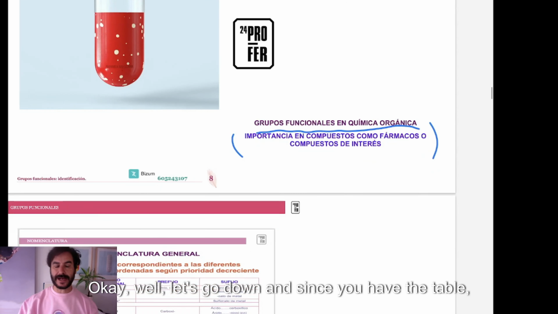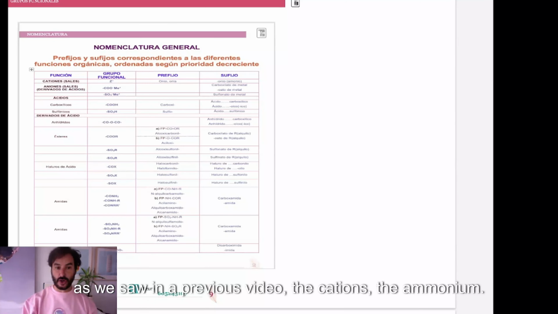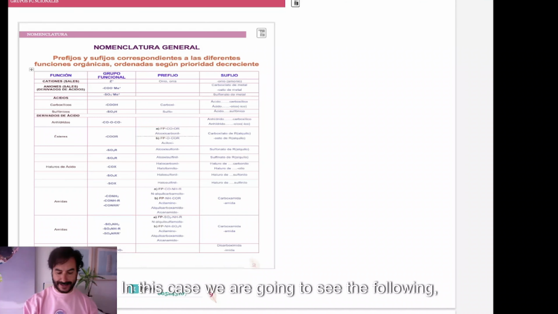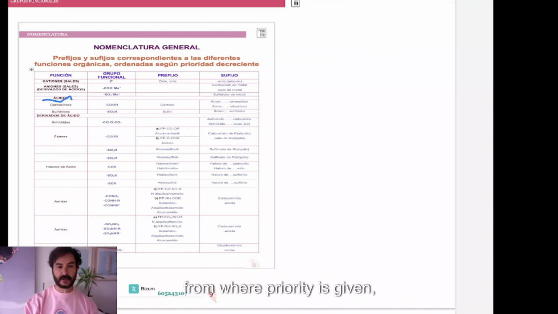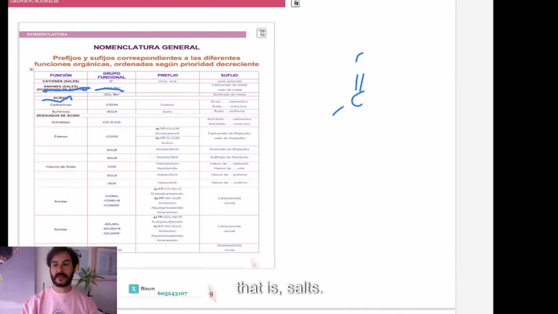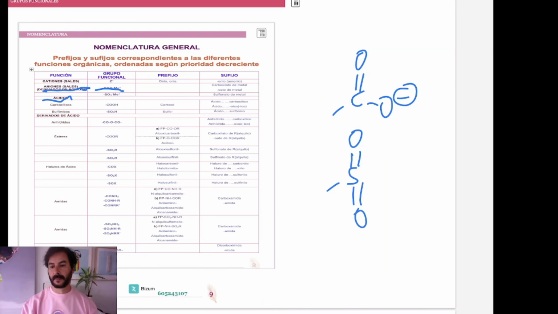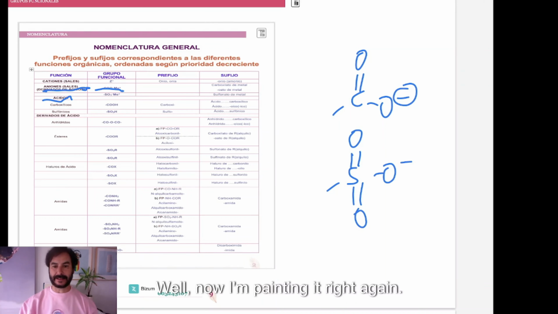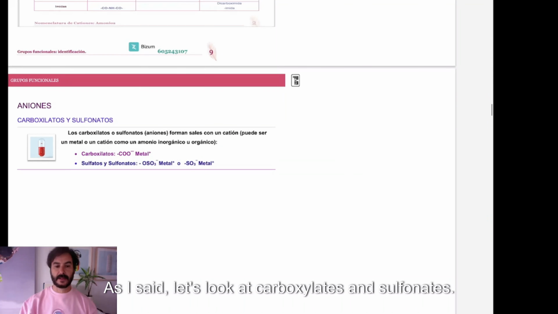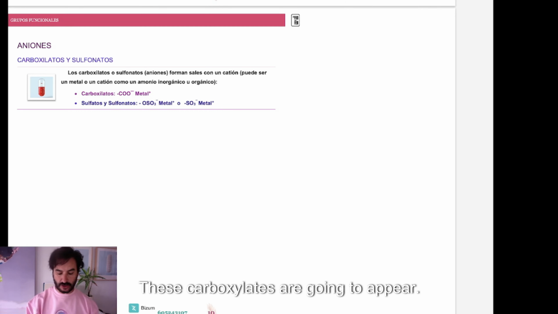Okay, well, let's go down, and since you have the table, as we saw in a previous video, the cations, the ammonium. In this case, we are going to see the following, from where priority is given: the carboxylate or sulfonate anions, that is, salts of carboxylate or sulfonate or sulfate. Well, now I'm painting it again. As I said, let's look at carboxylates and sulfonates. These carboxylates are going to appear.